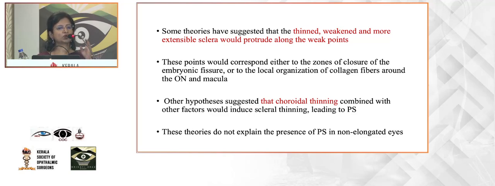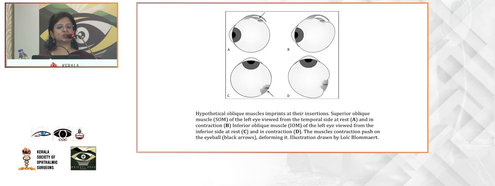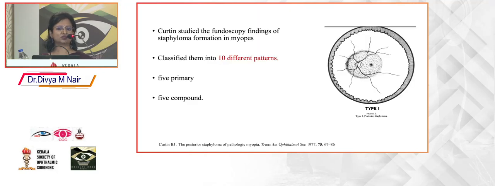But these theories do not explain why staphyloma also happens in non-myopic eyes. So we have to look at external factors. This is some new thing which has been proposed, that the superior oblique and the inferior oblique muscles, which insert at the posterior part of the sclera, during torsion can cause some amount of outpouching of the sclera.